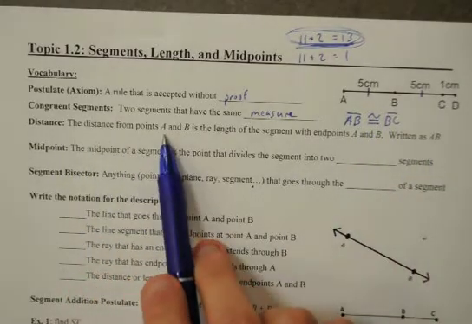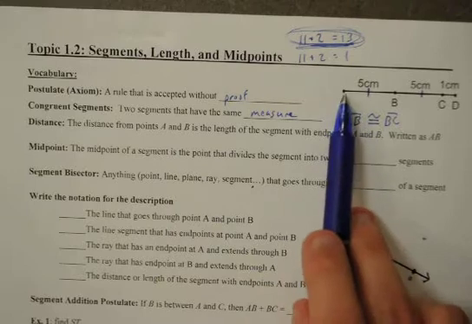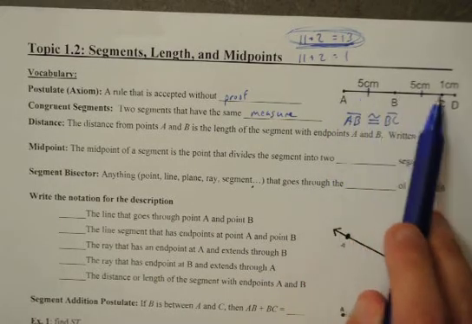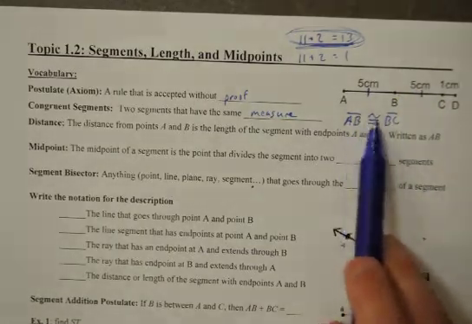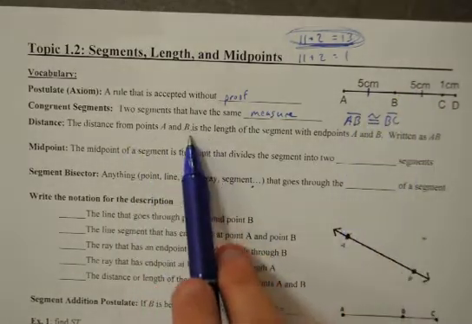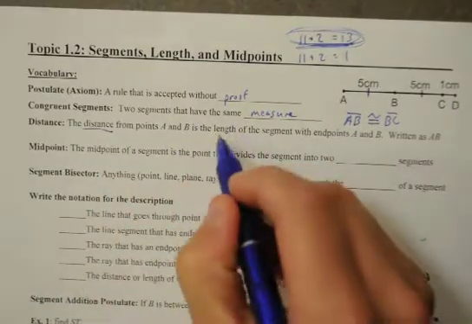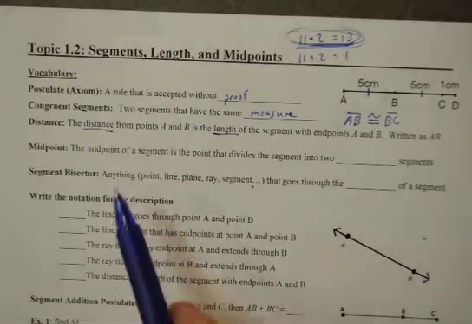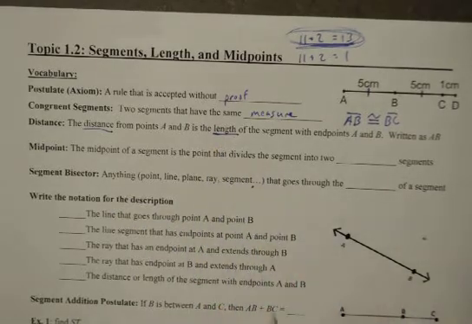Distance. The distance between points A and B. In this picture, the distance from A to B is 5 centimeters. The distance from B to C is 5 centimeters, thus making them congruent segments. Distance is the same as length. So I might ask you to find the distance, I might ask you to find the length. It means the same thing.